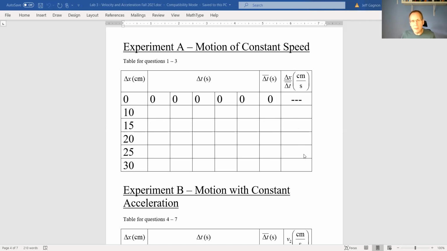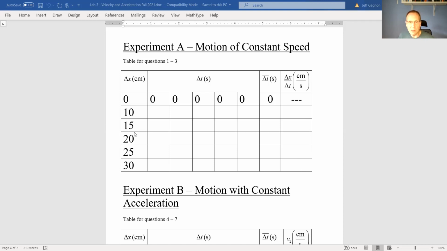Now, as a check to make sure that things are making sense, if you're being careful and you're launching the cart the same way every time, then what should be true about these values in this last column? Well, all these velocities should be basically the same, right? Now, they won't be exactly the same. It's very difficult to do the experiment exactly the same, but these should be very close to one another. In theory, they should all be equal. Okay, so hopefully they're at least very close to one another, these velocities.